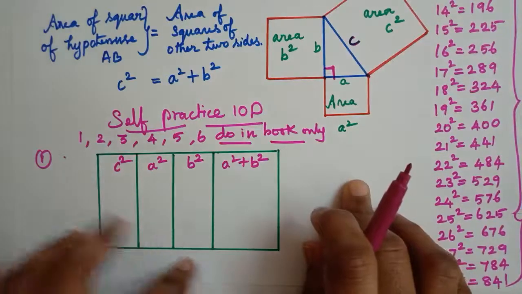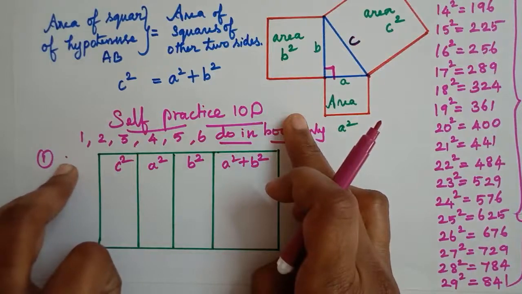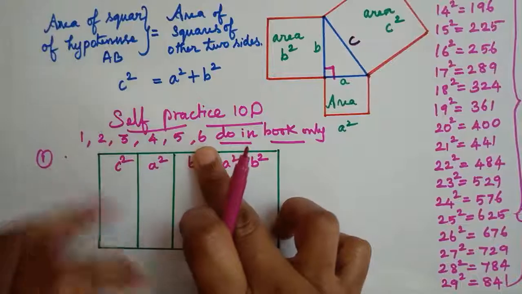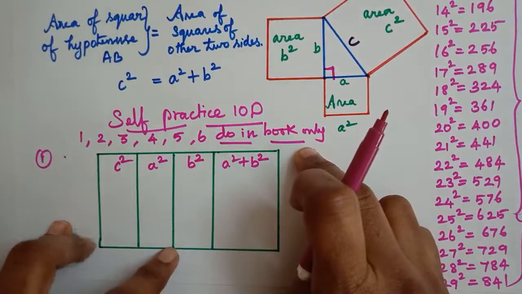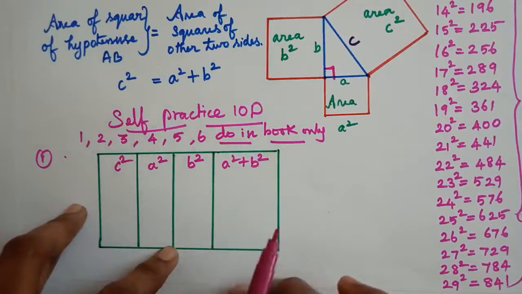Listen, students. Now let's see self-practice 10D. Before seeing the first question, listen. The first, second, third, fourth, fifth and sixth questions you have to do in the book only. I will explain it. You just do it in your book only. Further sums you have to do in the copy.